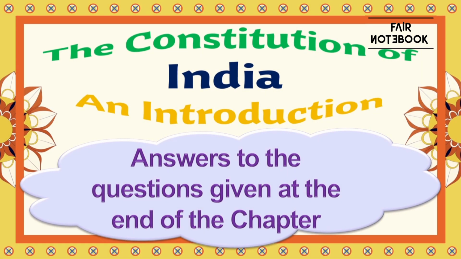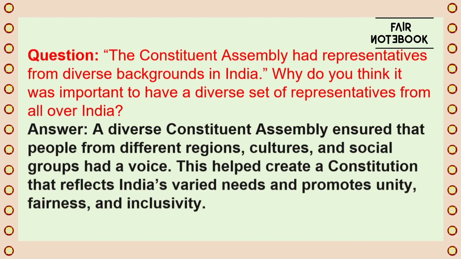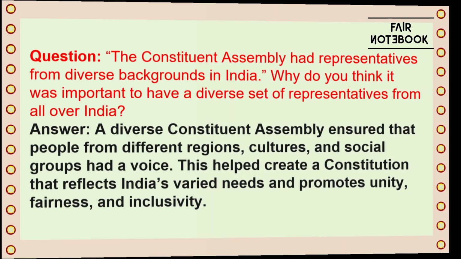Answers to the questions given at the end of the chapter. Question: The Constituent Assembly had representatives from diverse backgrounds in India. Why do you think it was important to have a diverse set of representatives from all over India? Answer: A diverse Constituent Assembly ensured that people from different regions, cultures, and social groups had a voice. This helped create a constitution that reflects India's varied needs and promotes unity, fairness, and inclusivity.